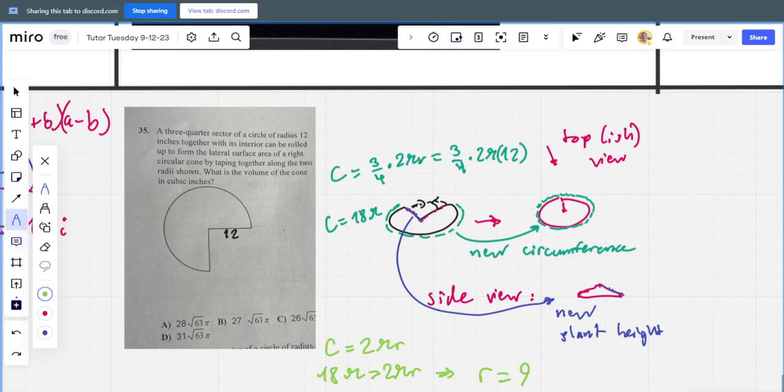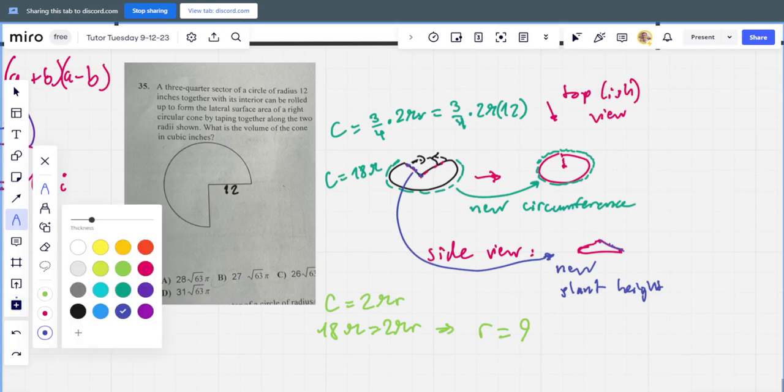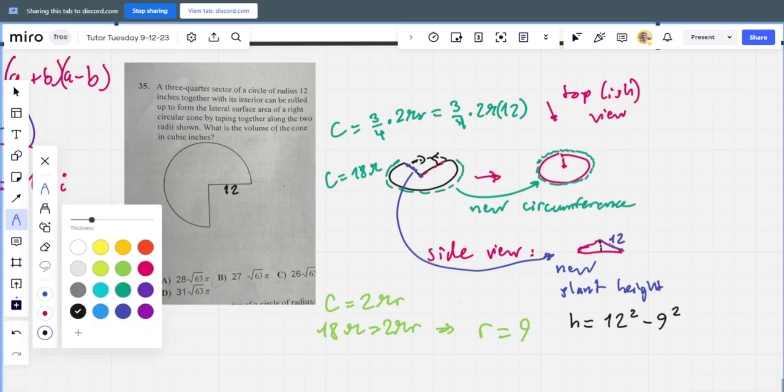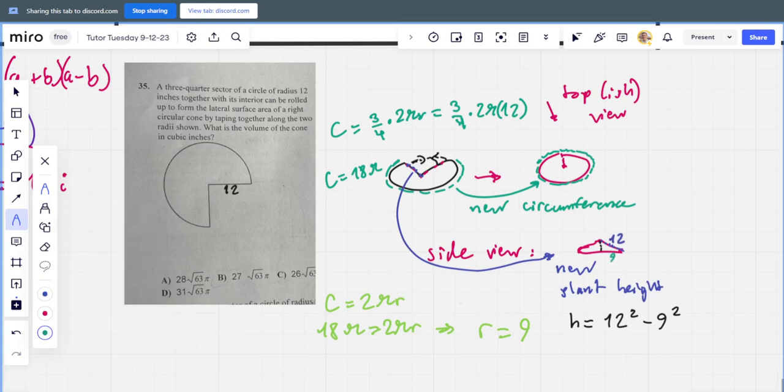And all we need now is to calculate the height of the cone, which we can get using Pythagorean theorem. Height is equal to the square root of the slant height, which we said was 12, squared minus the radius, which is 9 squared. So we get that 12 there, that circumference gives us radius at 9 here. And then 144 minus 81 gives us h squared is equal to 63.